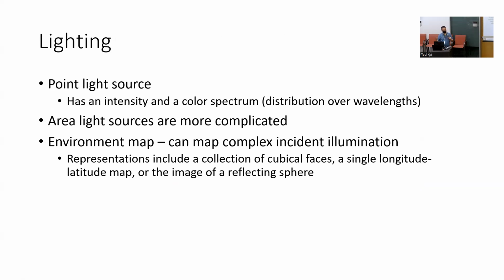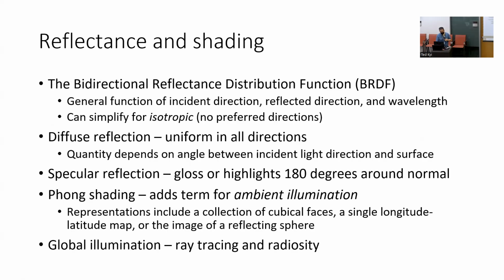Area light sources are more complicated. You can imagine a fluorescent light, like this isn't necessarily fluorescent, but this light above me being a rectangle that's emitting light in all directions uniformly. For a very complex scene, you can build an environment map.